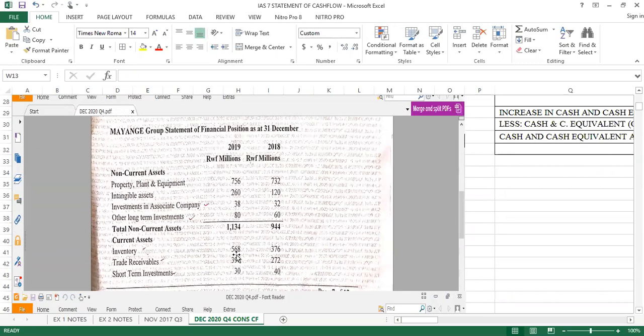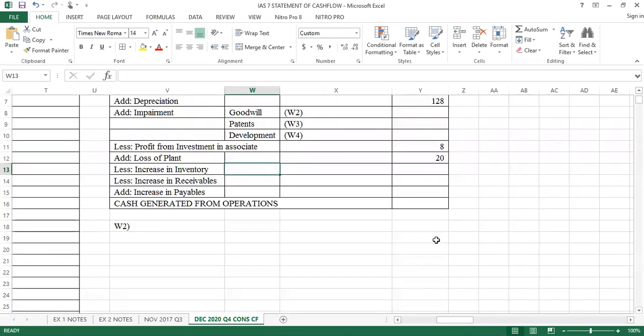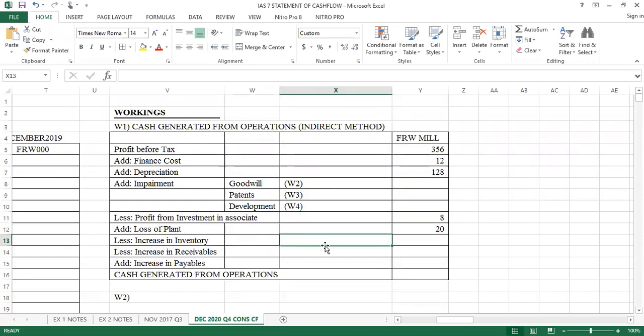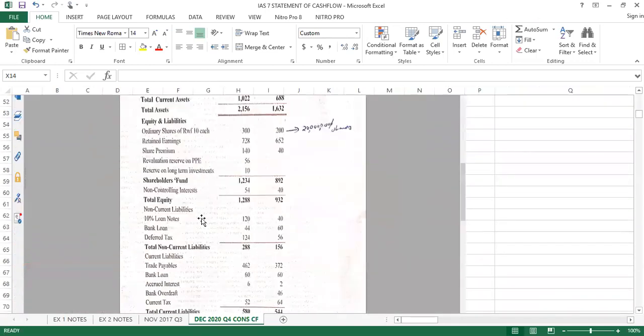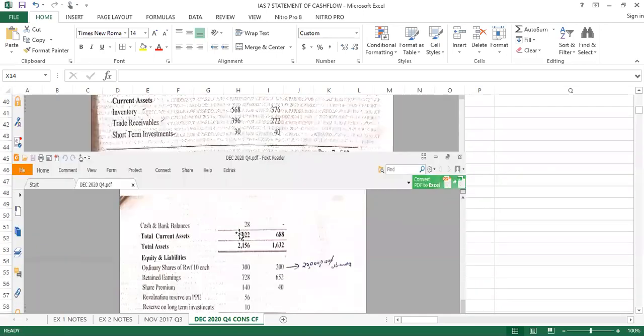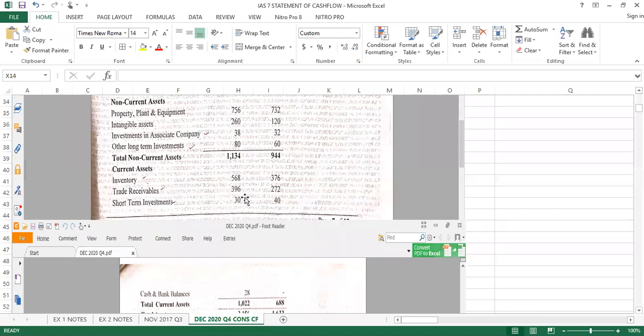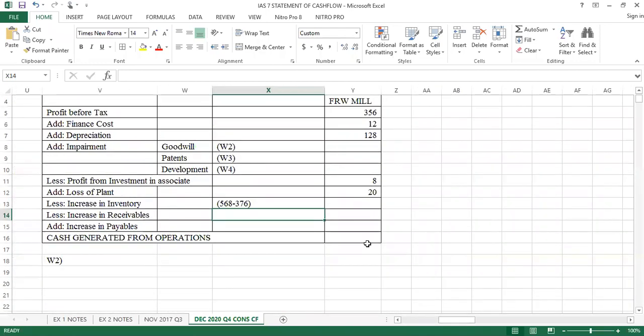Inventory, 568 minus 376. So we will get whatever we get there. Receivables, 396 minus 272.